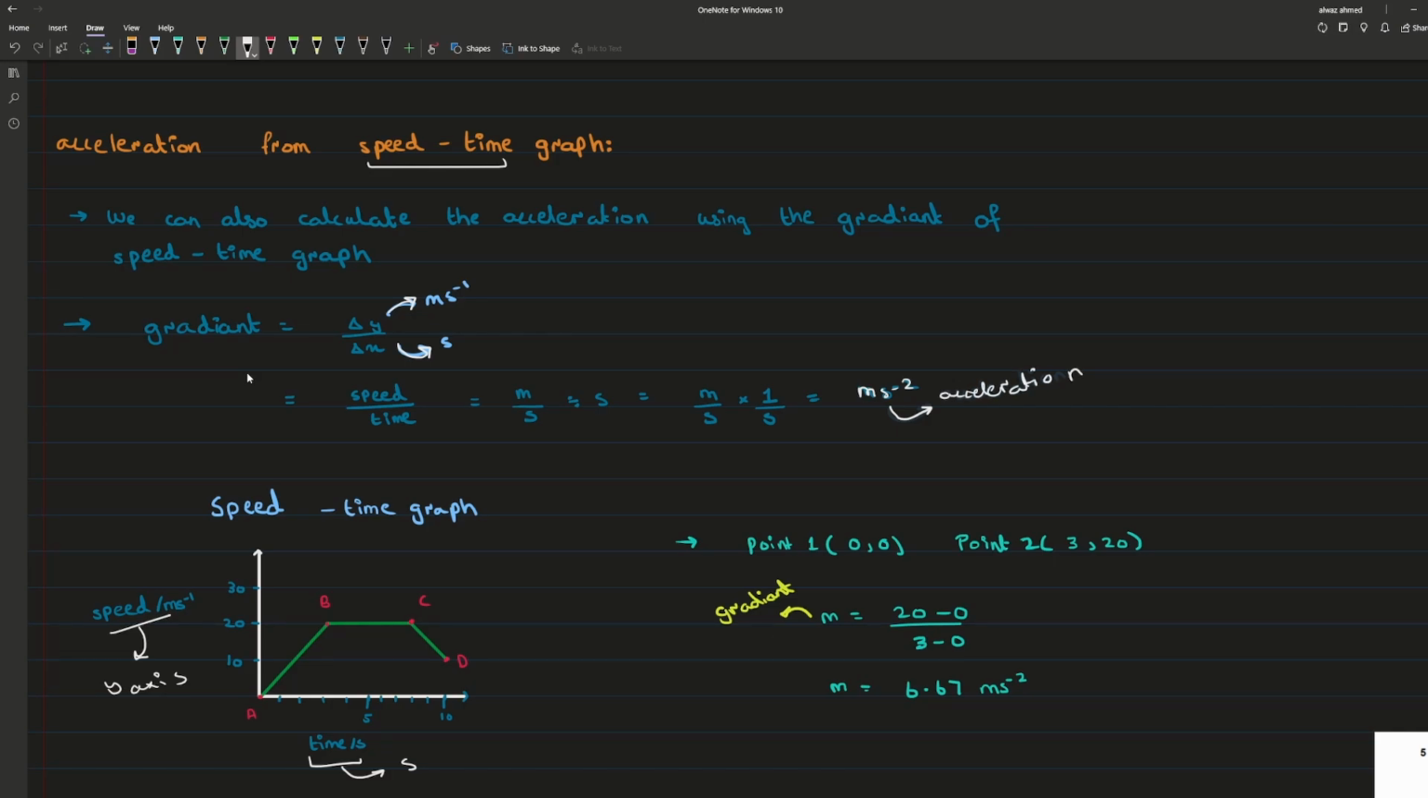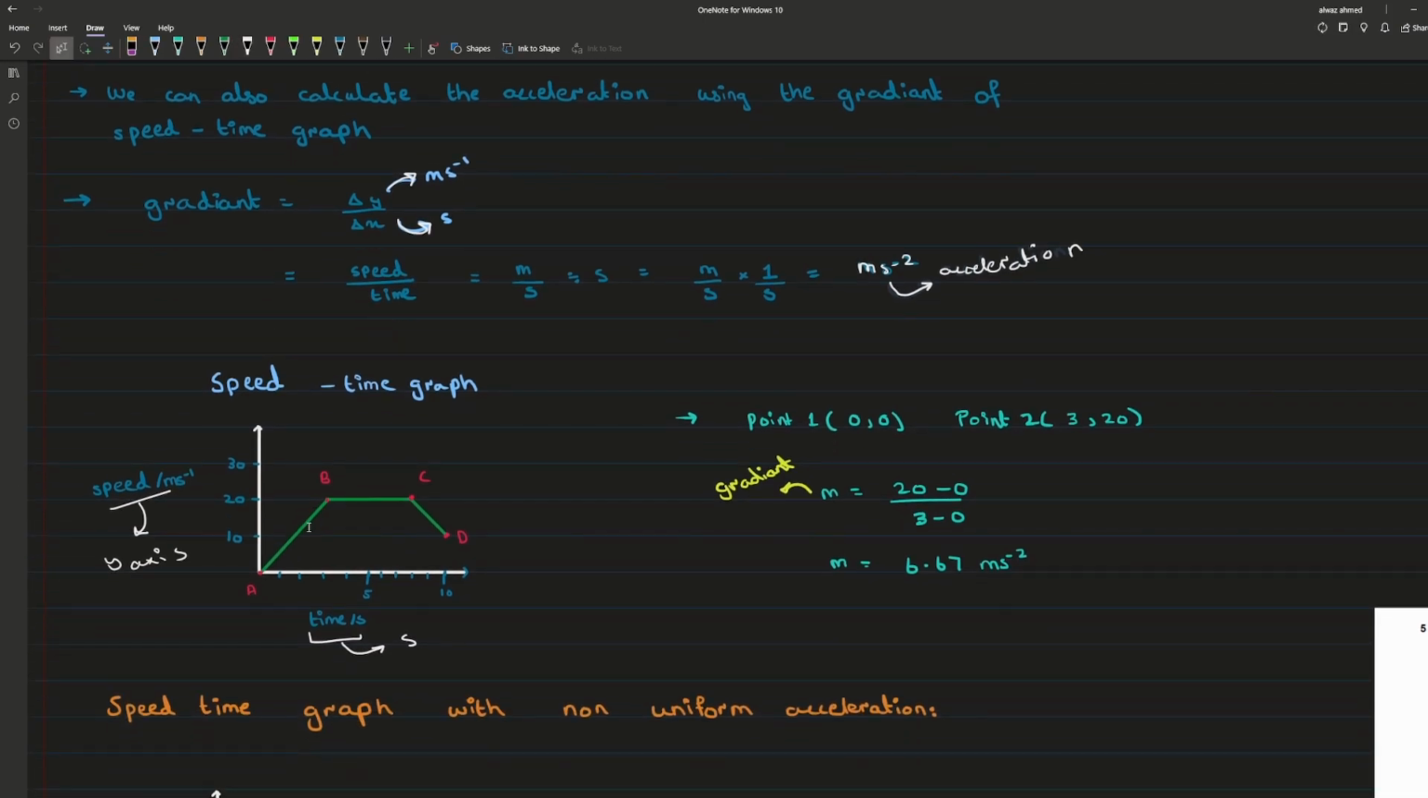So we've got an example here, an example speed time graph, and we need to calculate the gradient, the acceleration for this object from point A to B. So we took point 1 as (0, 0) because indeed at A the coordinate was (0, 0), and then the point 2 we took was (3, 20), because this is 3 and this is 20. So the coordinate of B is (3, 20).